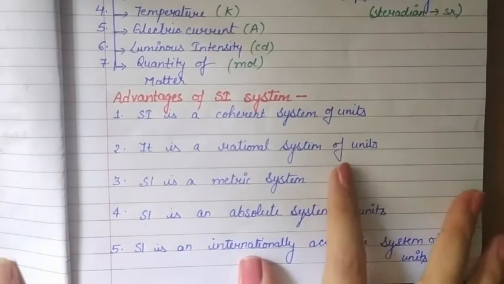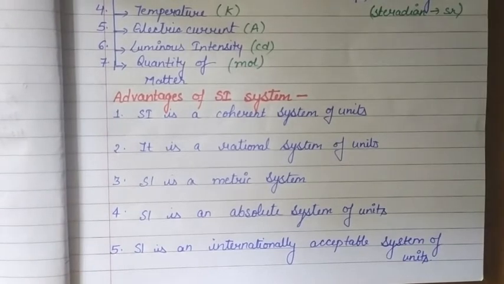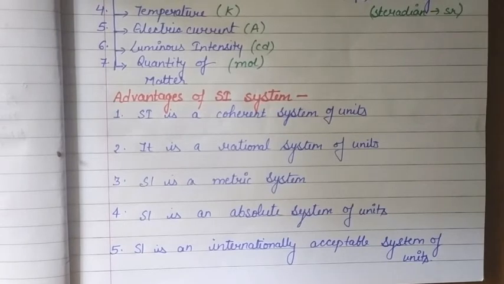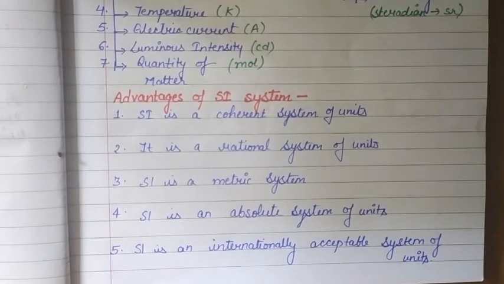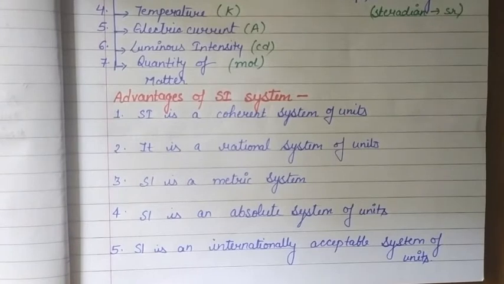Now SI system is a rational system of unit. Rational system of unit actually means it uses only one unit for a given physical quantity. There are not multiple units for a single quantity. For example, if we take MKS system, there the mechanical energy is measured in joules, heat energy is measured in calories, and electrical energy in watt hours. While in case of SI system, we take unit of energy for all forms of energy as joule. So it is a rational system of units. That means it uses only one unit for a given physical quantity.